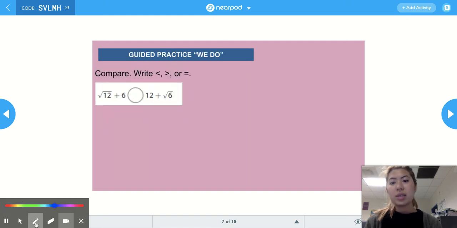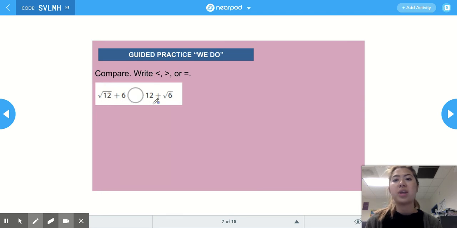We're doing the same thing for this I do problem. We have square root of 12 plus 6, and we're comparing that to 12 plus square root of 6. So we have to find the closest perfect squares to the square root of 12, as well as the square root of 6. But we're going to start with the square root of 12. So square root of 12 is b slash t, that's my shorthand for the word between, square root of 9 and square root of 16.